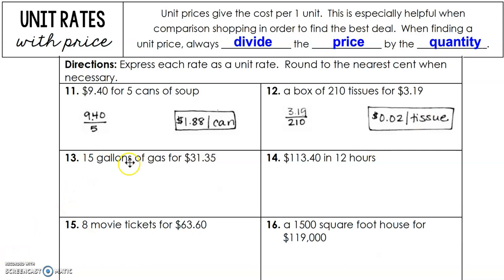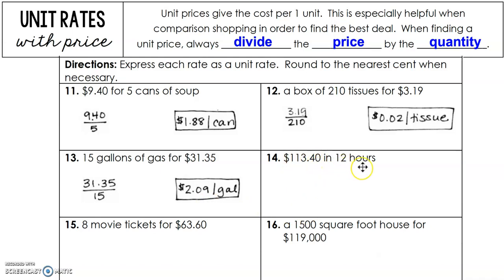All right, so we have 15 gallons of gas for $31.35. What was the cost per gallon? Say you're looking at a receipt from when you bought gas and filled up your car. You want to calculate what the cost per gallon was. So you take the cost, $31.35, and divide it by the number of gallons. So the price per gallon is $2.09.